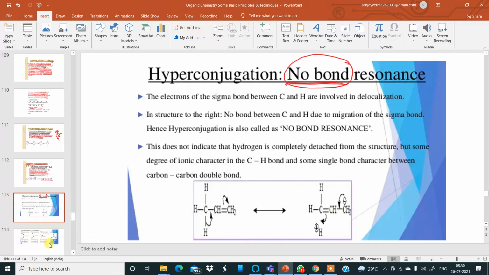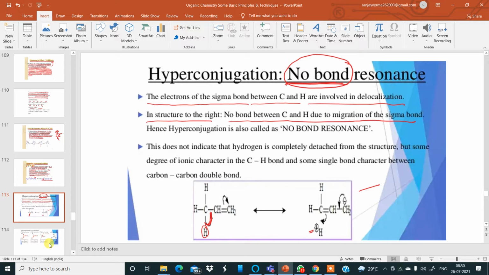No bond exists between the carbon and the hydrogen, but those two atoms are very close, they are not far away from each other. Now here, point wise, the electrons of the sigma bond between carbon and hydrogen are involved in delocalization. In the structure to the right, you see no bond between carbon and hydrogen due to migration of the sigma bond. See, there is no bond over here. Both these electrons are broken, and a multiple bond forms over here, but this separates and becomes a hydrogen ion over here. But they are close to each other.